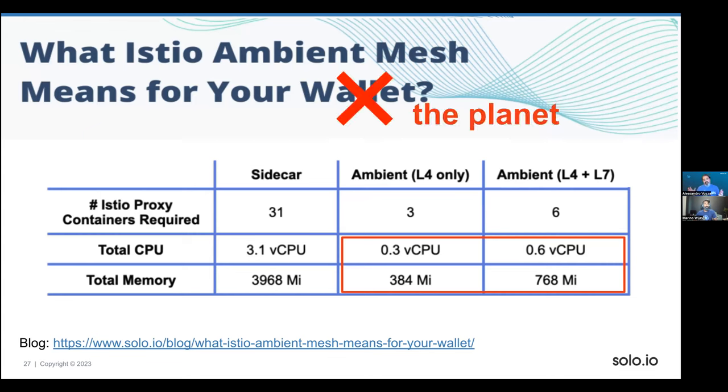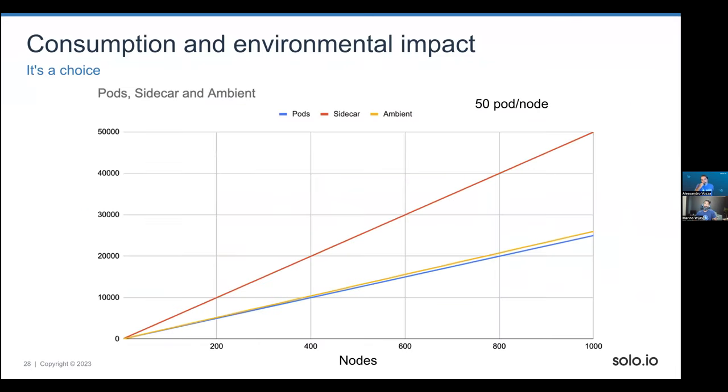So you are keeping the same functionalities, you'll still be able to perform very sophisticated, for example, application tracing or layer 7 processing of your requests, while keeping the resources to a minimum and the resource consumption to a low amount. So this is a projection, right?